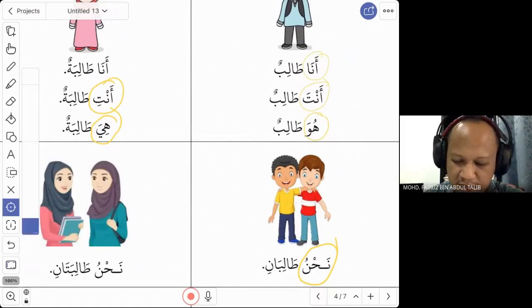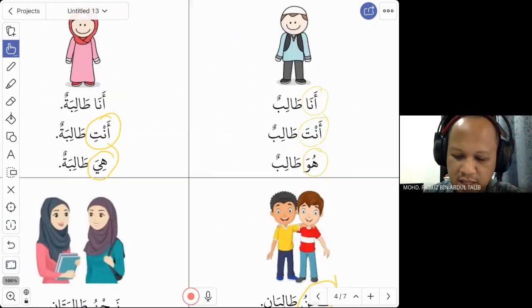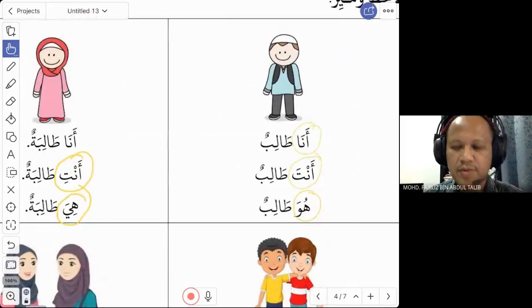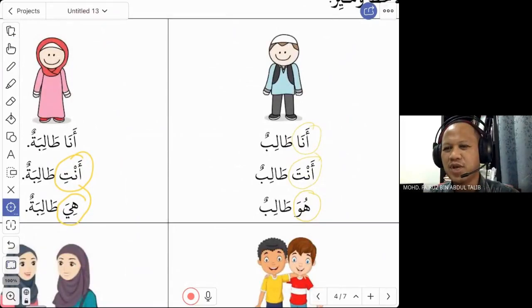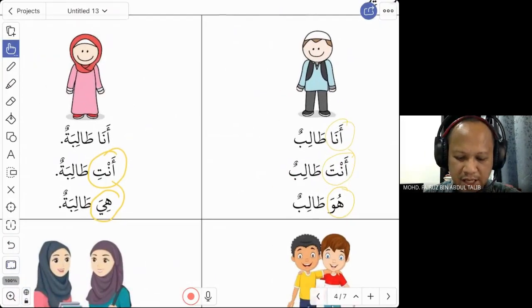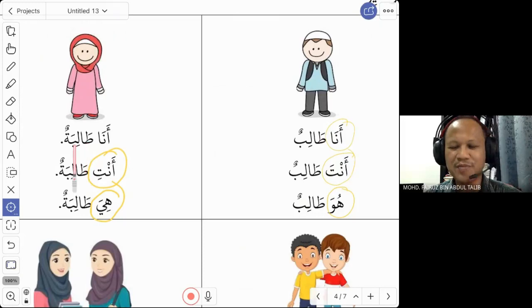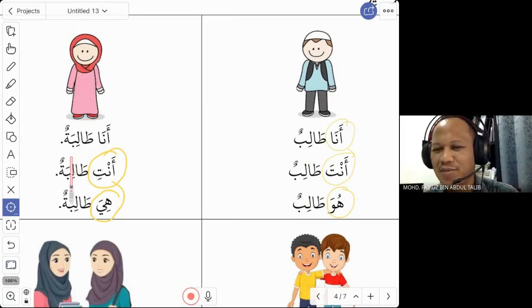Now we look at the examples very quickly. Ana, of course, ana is I. It can be used for both genders, muzakkar and muannas. So both genders will use the word ana. For example, ana talib. I am a student, male student. For female student, we use the same word ana. We say ana talibah. Of course, we don't say talib anymore. We change to talibah to say a female student. Ana talibah. I am a female student. So this is the first word, ana.